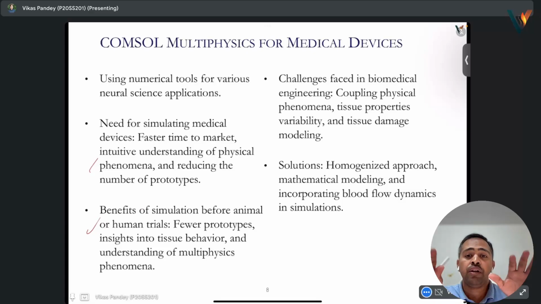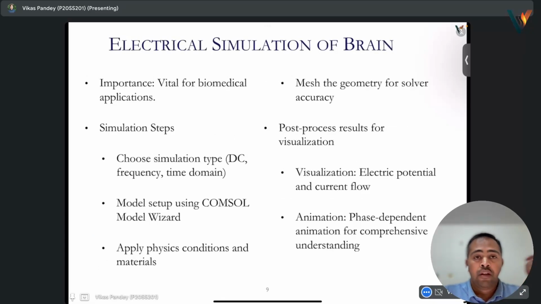Another solution is incorporating the blood flow dynamics in simulation. When we incorporate the blood flow dynamics, it replicates a bit of the real life scenario. Then comes the electrical simulation of the brain. That is again part of the COMSOL simulation itself. And why is it important? Because it is something that we use for biomedical applications.